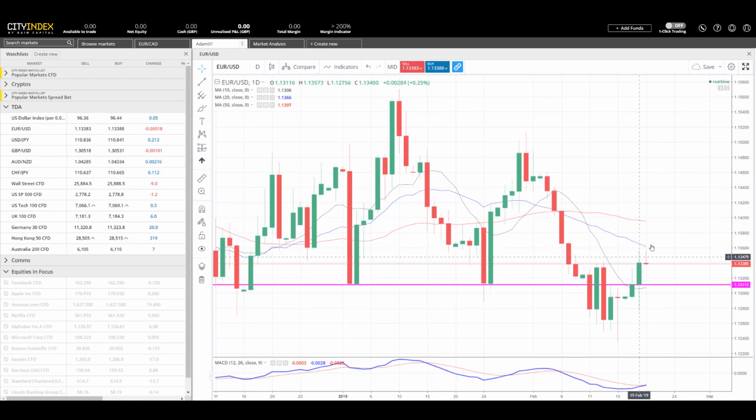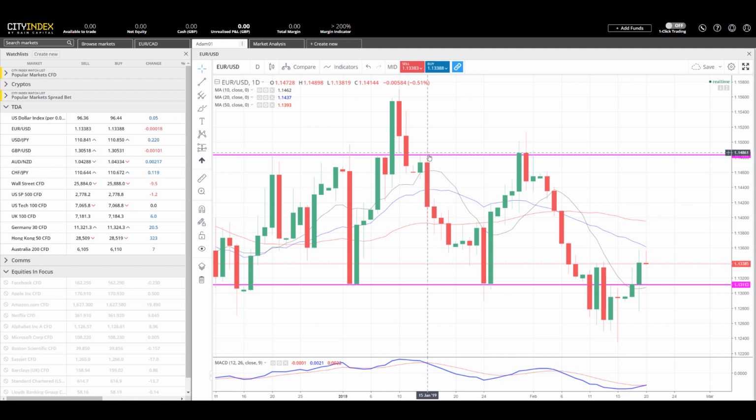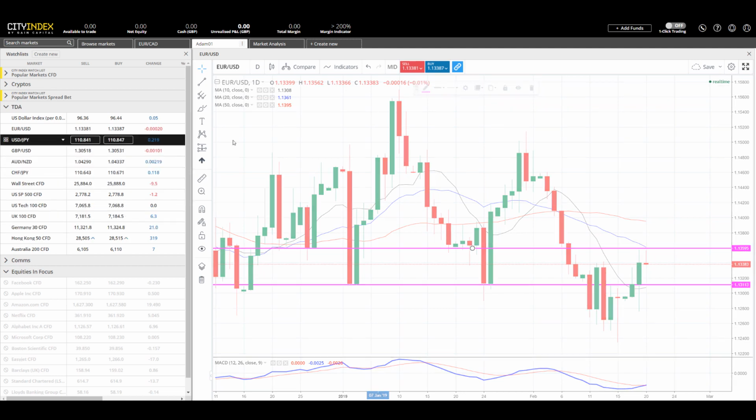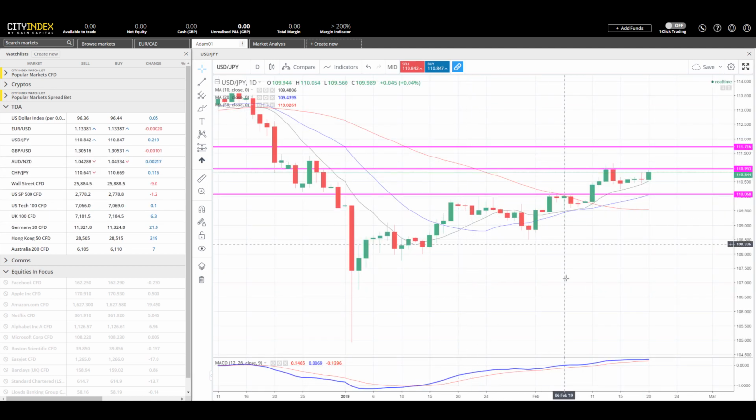Euro dollar is expected back up in towards the moving averages and heading in towards a level of resistance. So expecting some reaction against those levels today. But for the most part, any of the key news today will be focused around the FOMC readings, which will be towards 7 p.m. this evening.